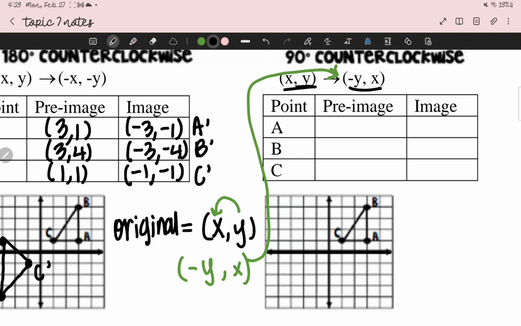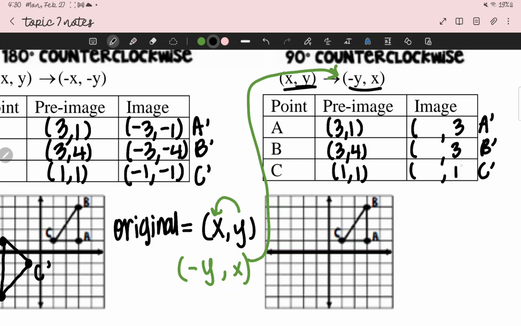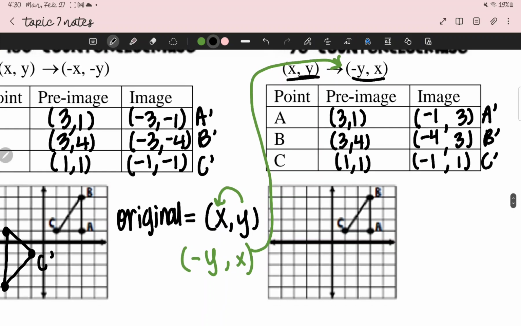My pre-image is the exact same thing. I'm going to rewrite those points from the previous problems. I know I'm going to have my new locations here. So switch x and y, and my x's will be exactly the same. So 3, 3, 1, and the y's change to their opposites. So -1, -4, -1. And then I'm just graphing.